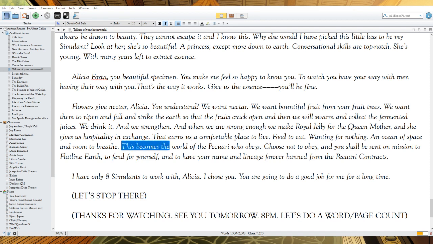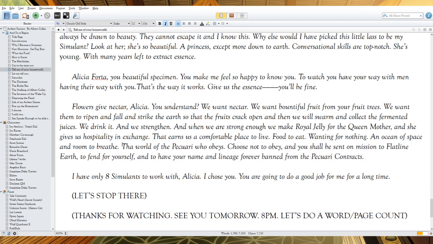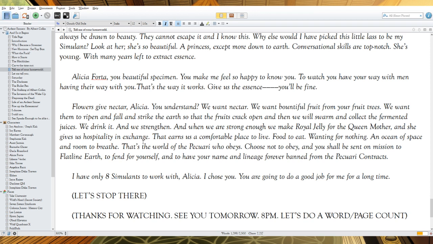That's the world. In a world of Pequawari, their rent is paid. That's the world of the Pequawari who obeys. Choose not to obey, and you shall be sent on a mission to flatline Earth, to fend for oneself, one's elf, to fend for one's elf, as we all have our own elves, and to have your name and lineage forever banned from the Pequawari contracts.